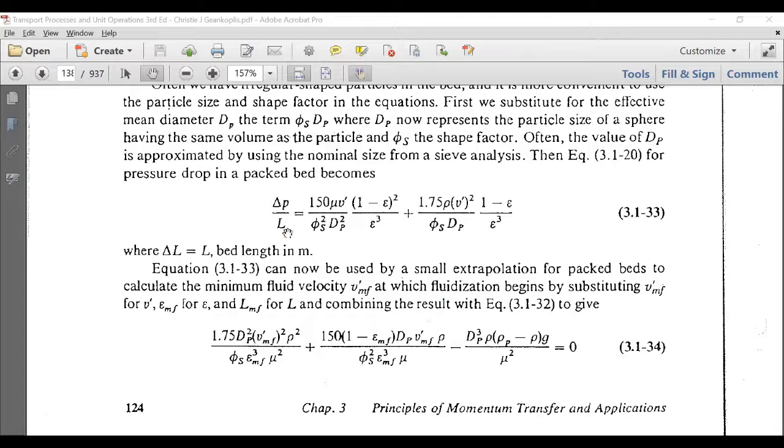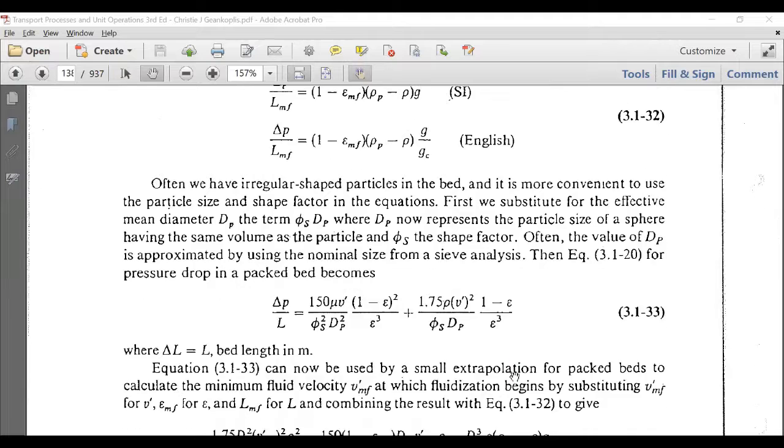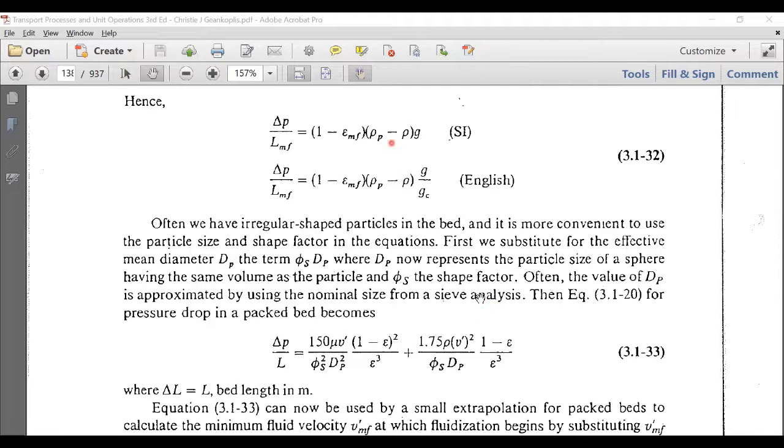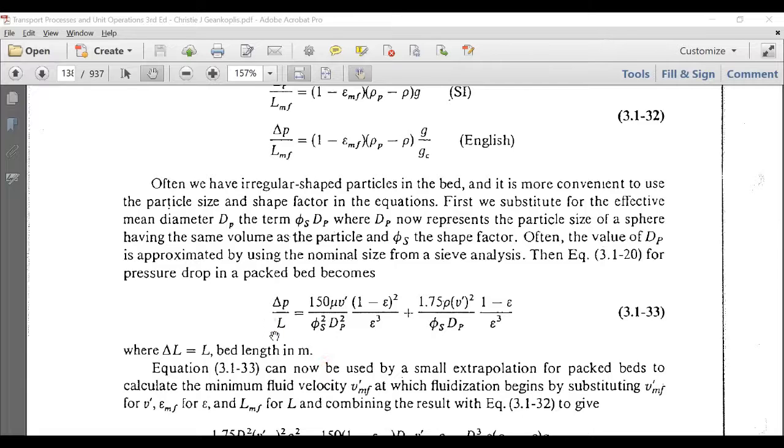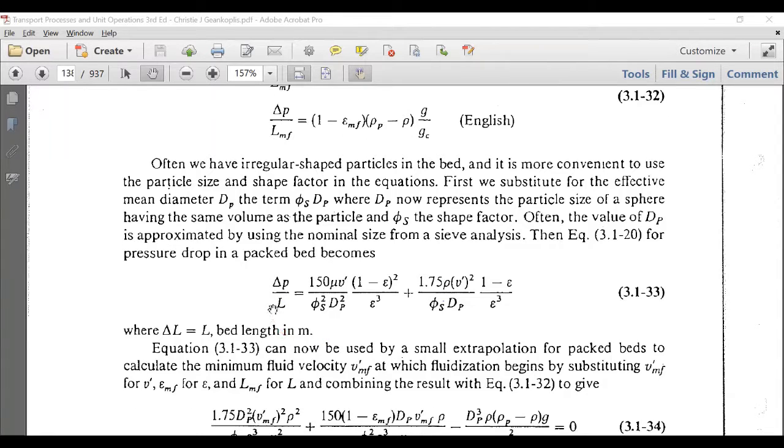And we can change this L becomes LMF. Okay, so after some changes, we can find this equation. After we change this and combine these two, it's also delta P over LMF. This is delta P over L, but I change this to LMF, right? Because it's at minimum fluidization, right?